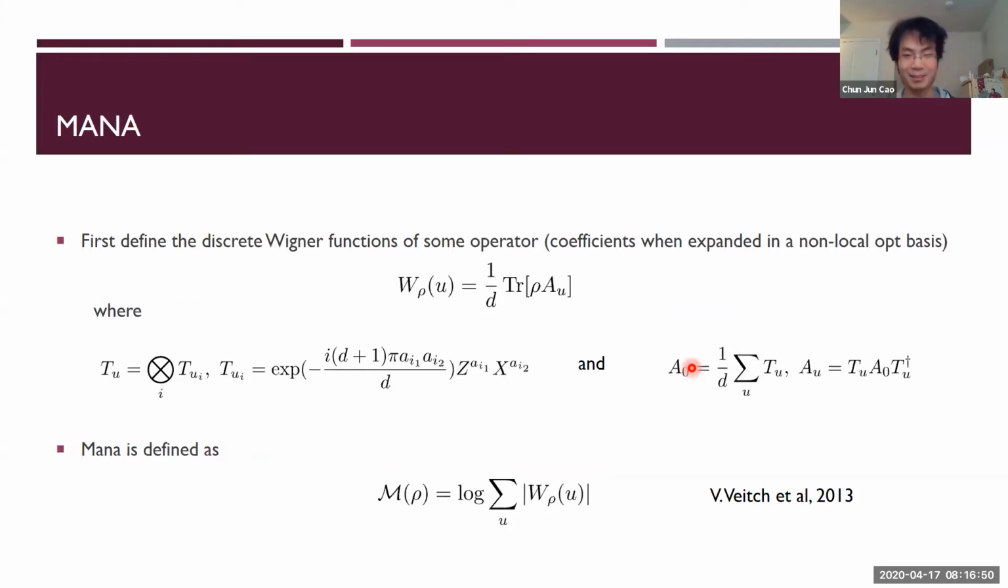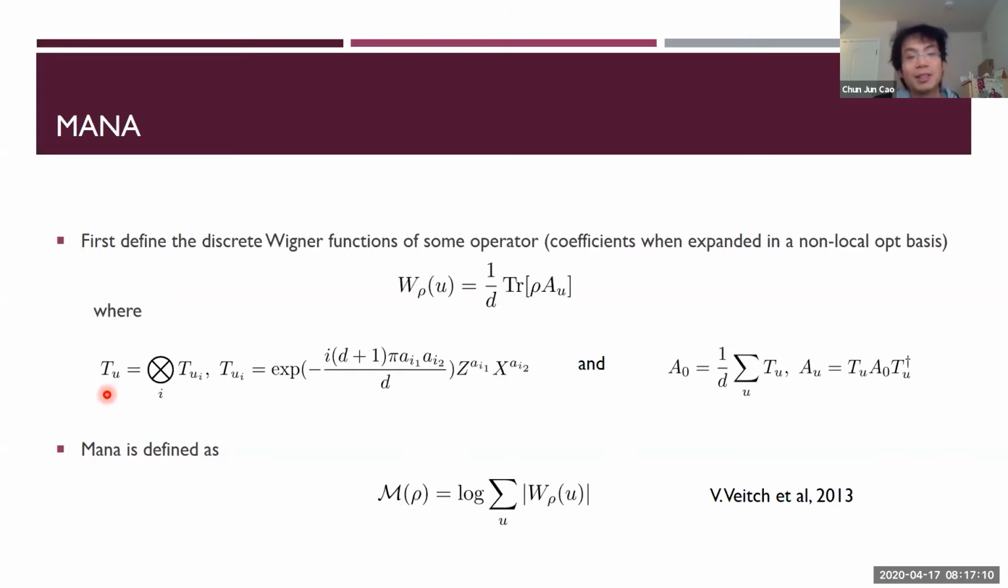Before we can answer that question, let's define what mana is. This is the measure that we're going to focus on for the majority of this talk. Now, it's very easy to define, right? Suppose you have elements of the Pauli group, all T sub u.